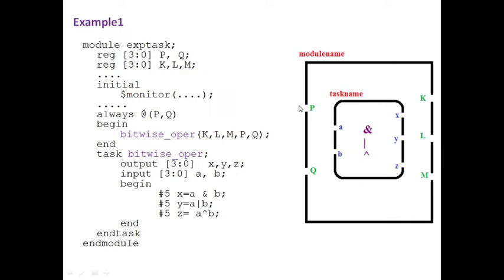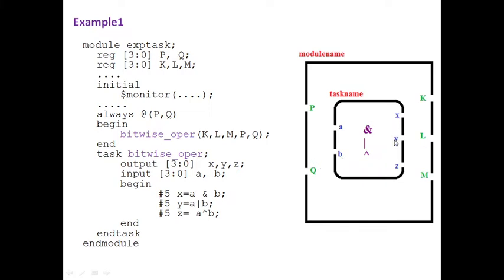The input values passed to the task are P and Q. That means small a equals capital P and small b equals capital Q. And once again I am repeating the statement: the input values passed to the task are capital P and capital Q. When the task is entered, that means A equals capital P, B equals capital Q.